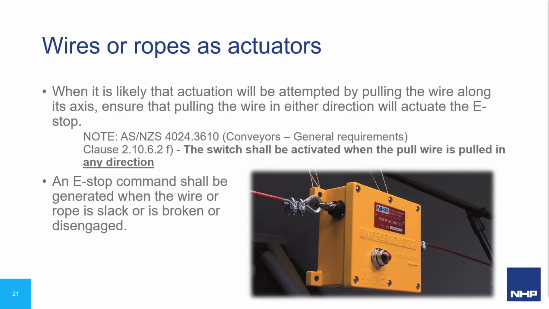Actually, a feature of this ability to operate the switch by pulling in any direction lends itself to another requirement, where breakage or slackening of the rope must result in the generation of an e-stop command. This is because emergency pull wire switches are constantly under tension. Pulling on the rope away from the switch increases the tension and then trips the switch, whereas pulling towards the switch decreases the tension, which has the same effect as the rope slackening or breaking.